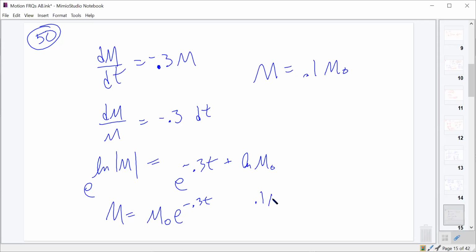So we'll say 0.1 m naught equals m naught e to the negative 0.3t. The m naughts will cancel. Take your natural log on both sides and divide. And what do you get for t? This is the calculator question, so I don't know. What is natural log of 1/10 divided by negative 3/10?